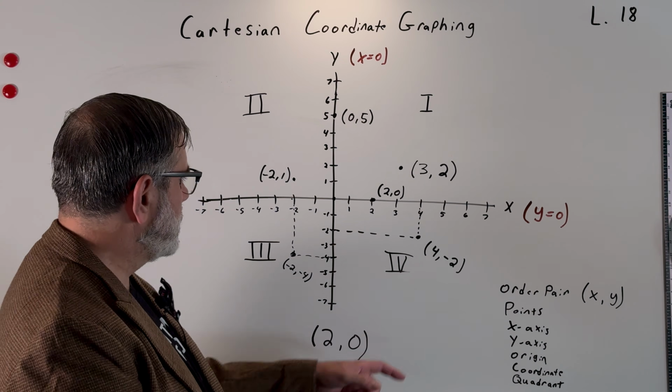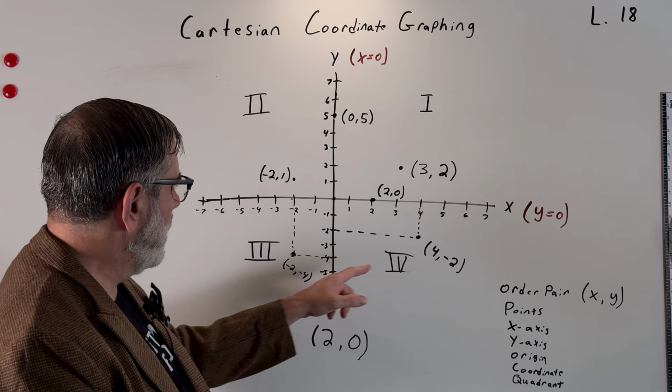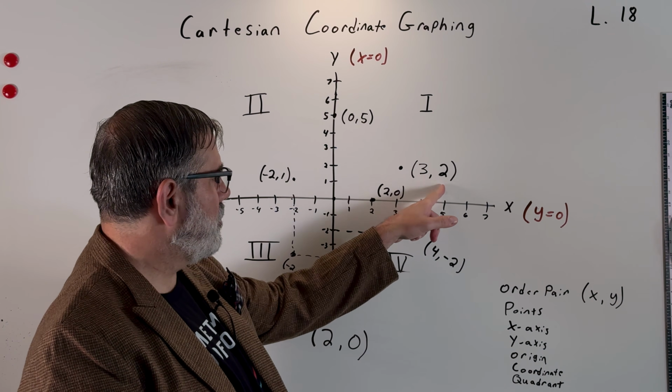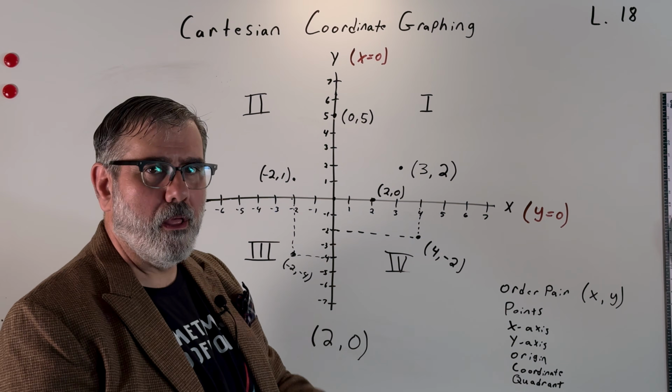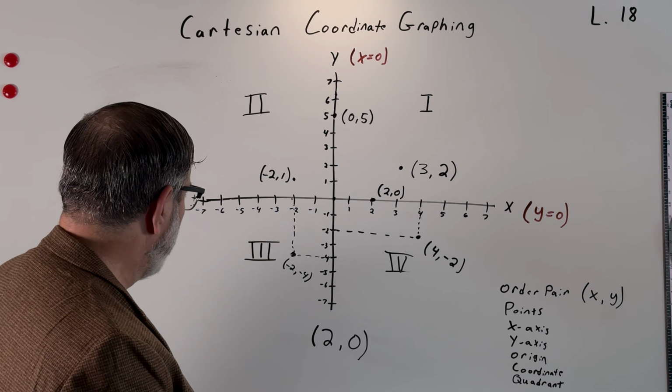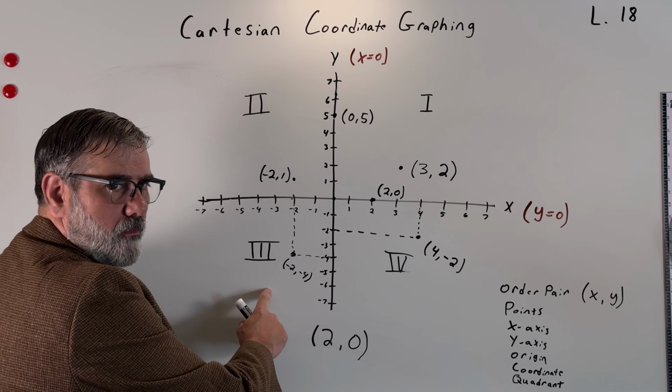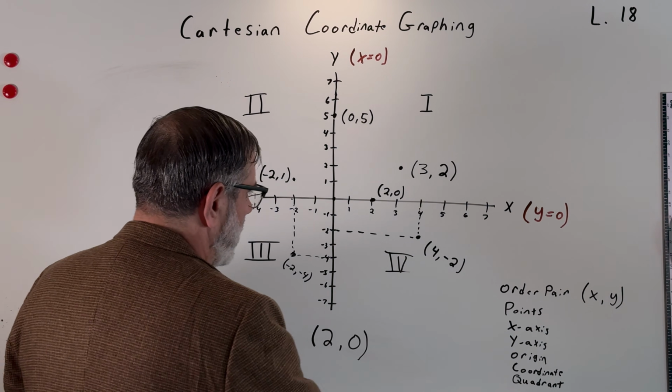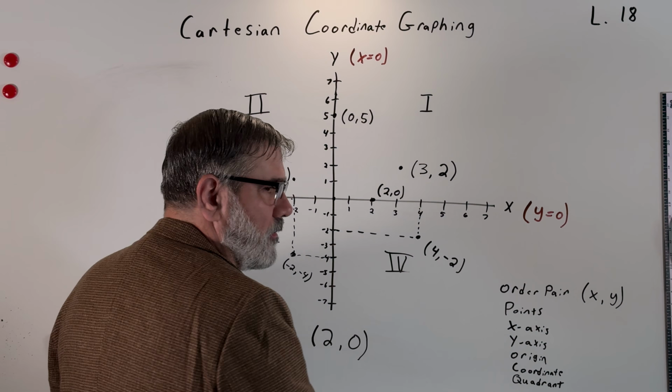So if we look at these example points we have here, we see positive x value, positive y value, quadrant 1. Negative x value, positive y value, quadrant 2. Negative x value, negative y value, quadrant 3. Positive x value, negative y value, quadrant 4.